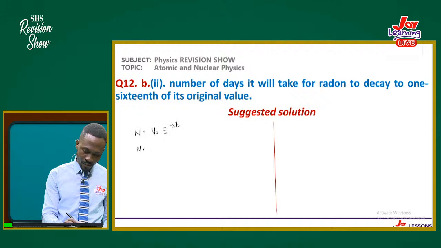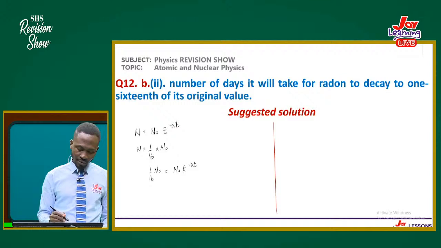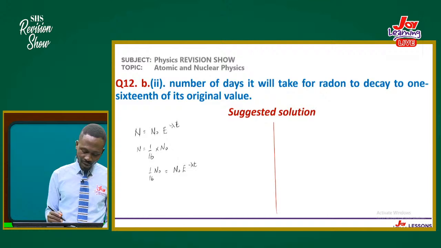So, when we substitute into the equation, we'll have 1/16 N naught is equal to N naught e superscript negative lambda T. So, you see, we have a common term on both sides. N naught is common, so they will cancel out. So we have 1/16 is equal to e superscript negative lambda times T.